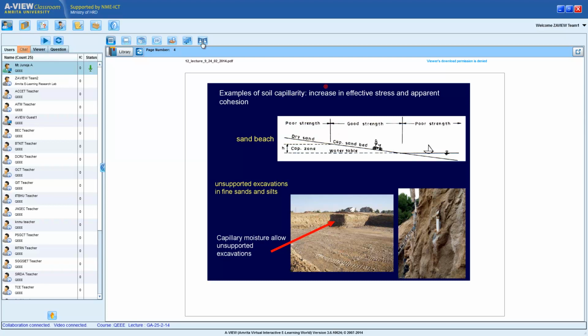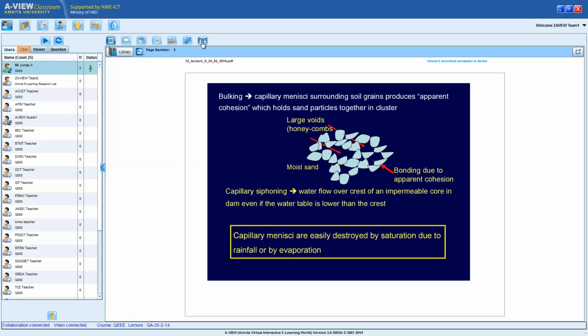Okay? Let's move on to the next case, wherein an example of bulking of sand was there. Bulking of sand exists because of capillarity. The capillarity holds onto the soil particles, especially sand, into a honeycomb kind of structure. So you have a honeycomb, meaning the beehive kind of structure, which leaves gaps. So this gap, in fact, causes the volume of the sand to increase.